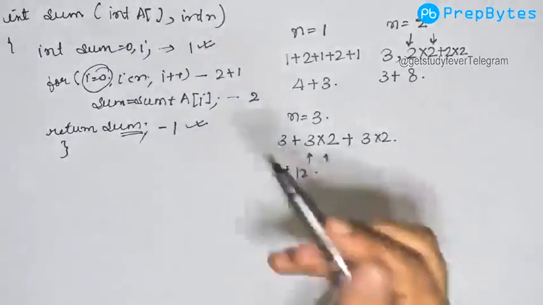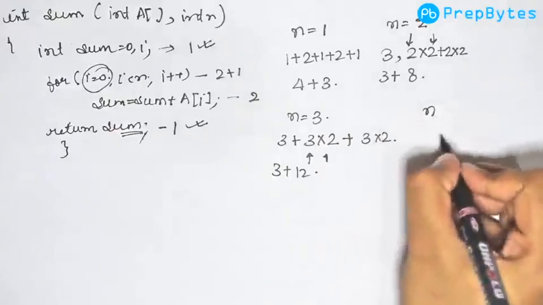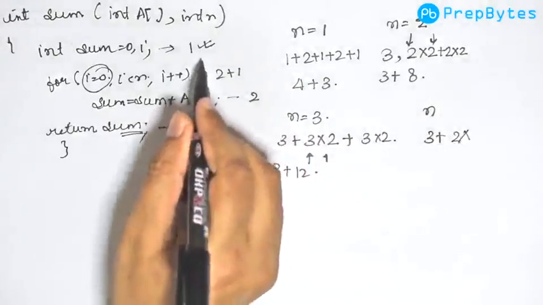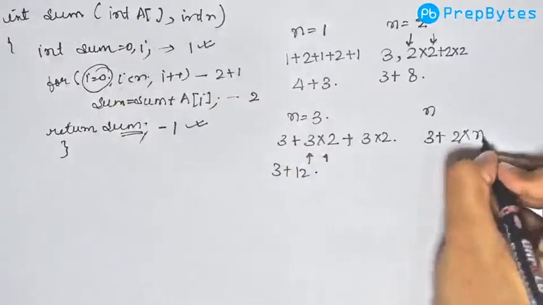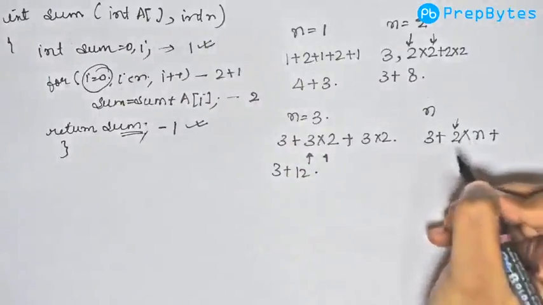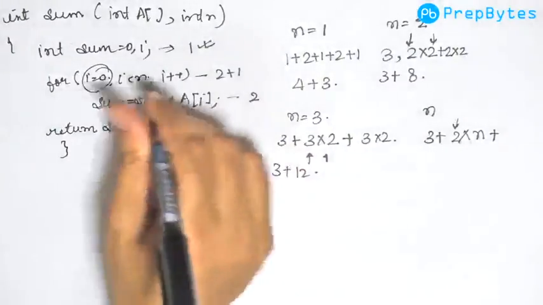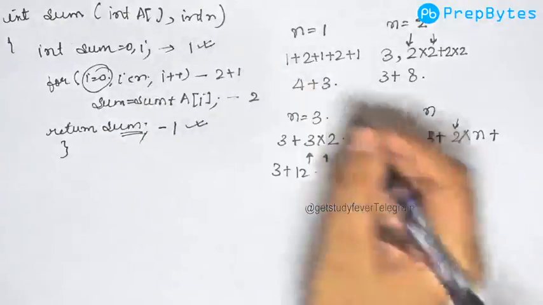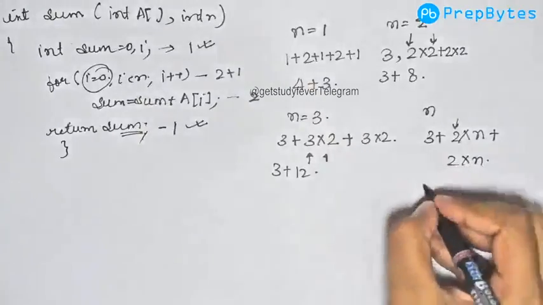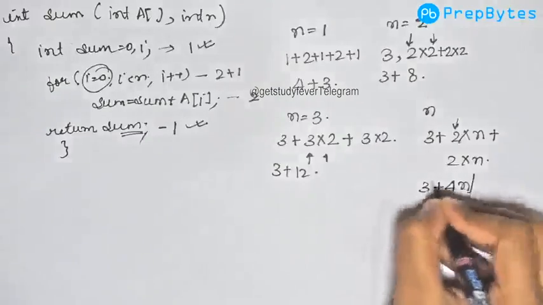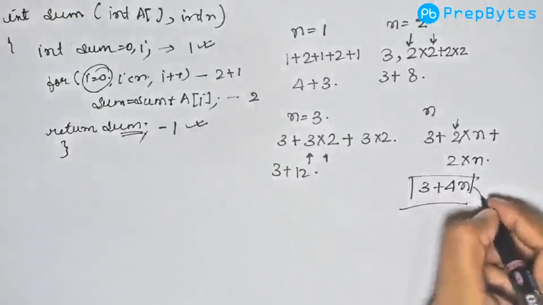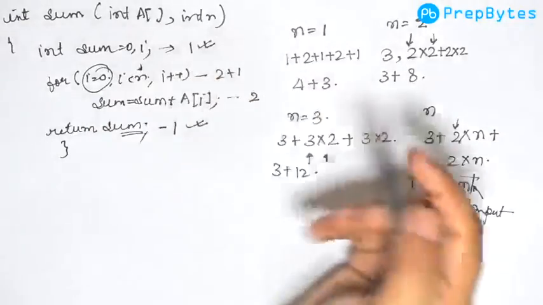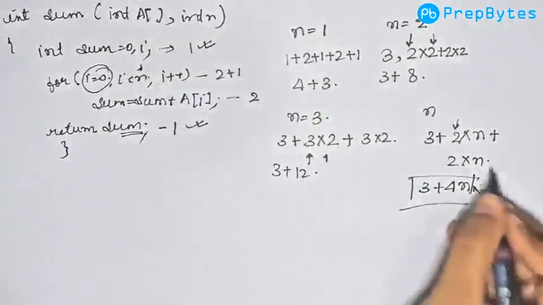So we see that if we try to generalize it for n, then again 3 remains constant. This will run n times, and each run will have 2 operations. Similarly, this will also run n times in the loop, and there are 2 operations, so it will be 2 into n. So the total time taken will be 3 plus 4n. So we say that this is the time complexity, where n here is the input, because this is a variable, not a constant, and the time complexity changes based on it.